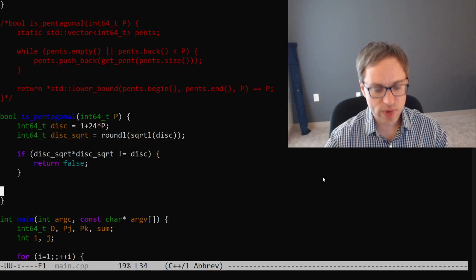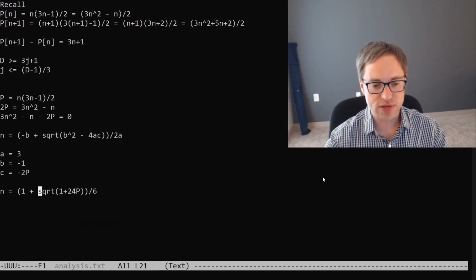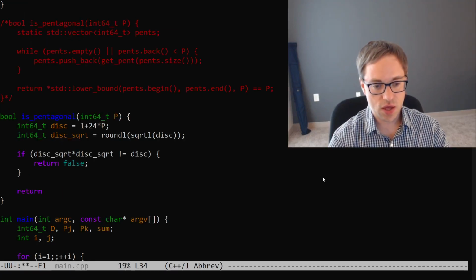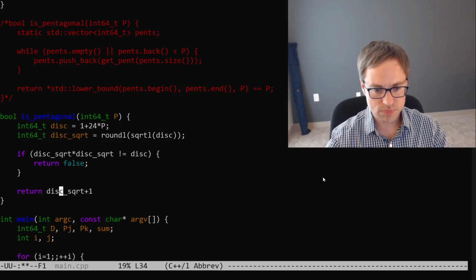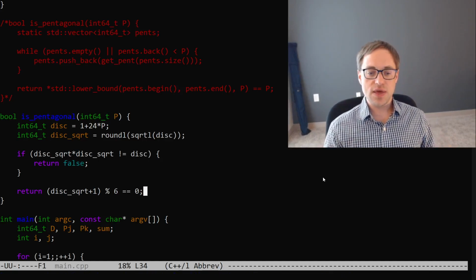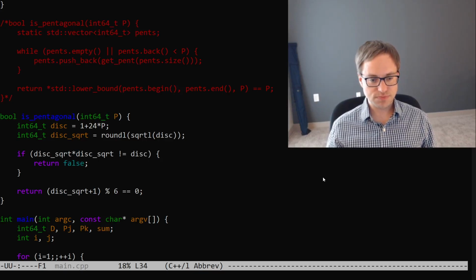Okay, so now we need to do our last check of seeing if the square root of the discriminant plus 1 is divisible by 6. So we'll say return disk_sqrt plus 1 mod 6 is equal to 0. That is, if it divides evenly, then we do in fact have a pentagonal number. Okay, so this should be our answer.